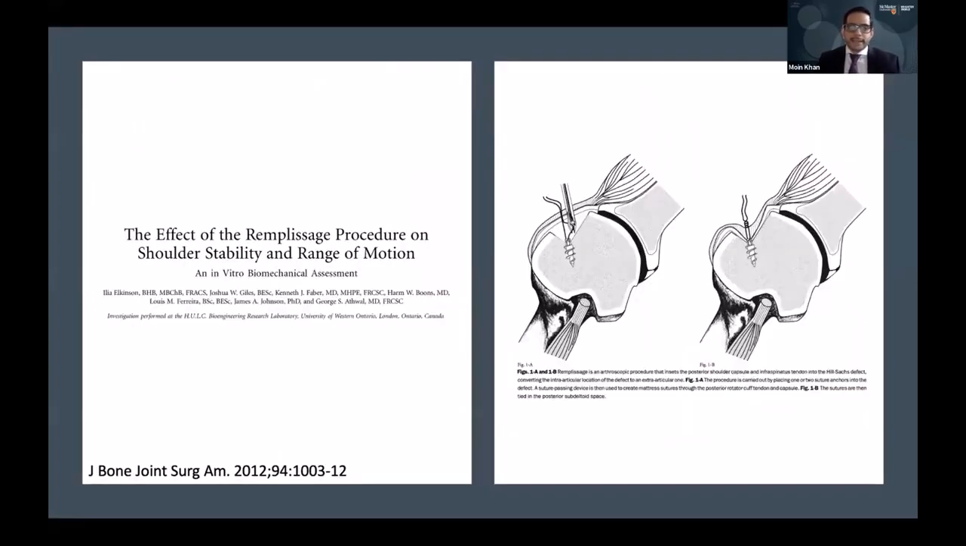And this is a nice paper performed by Dr. Athwal out of London, Ontario, demonstrating the biomechanical aspects of the remplissage procedure. The way the procedure works is it converts an intra-articular defect into an extra-articular defect by tenodesing the infraspinatus into the defect, rendering it extra-articular and non-engaging.